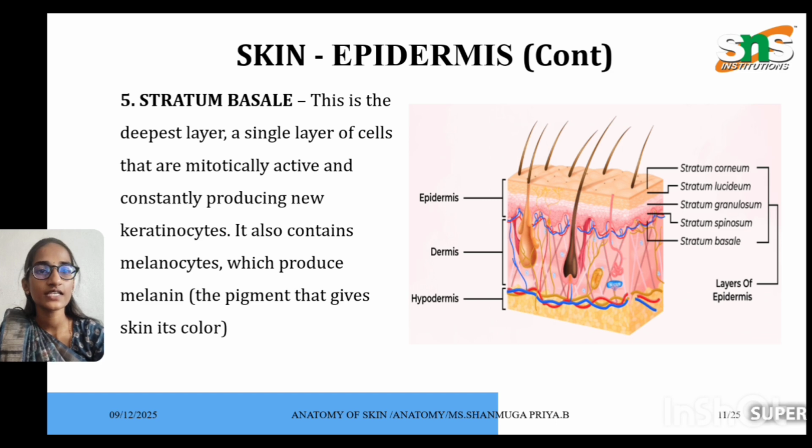And next we are just going to see about stratum basale, which is the deepest layer of the epidermal layer, and it is a single layer of cells that are mitotically active and are constantly producing new keratinocytes. It also contains melanocytes, which produce melanin, the pigment that gives skin its color.